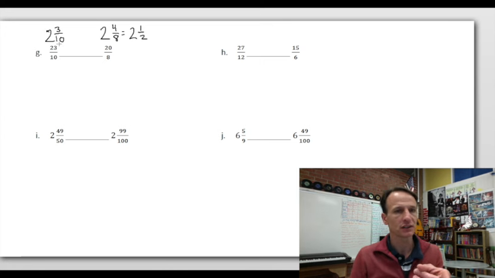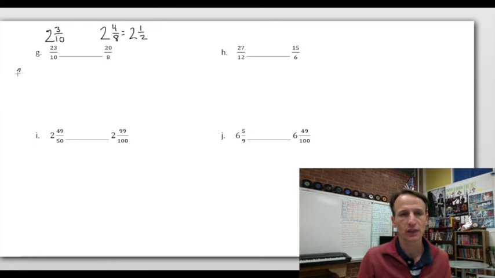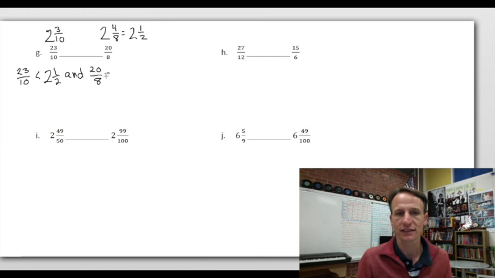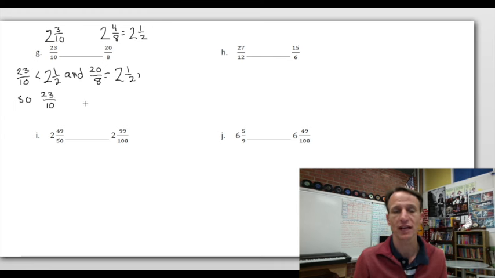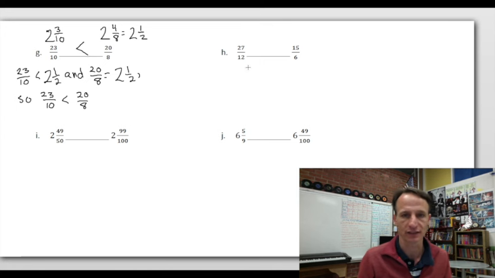Now, look here, 2 3/10. 2 5/10 would be a half, right? So this is less than 2.5. So 2.5 is our benchmark. So we could say that because 23/10 is less than 2.5, and 28 is actually equal to 2 1/2. So that means that 23/10, well, think about it, it's less than 2.5, and this one is 2.5, so that is less than 28. So our answer here is less than.